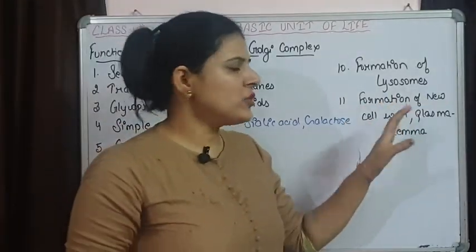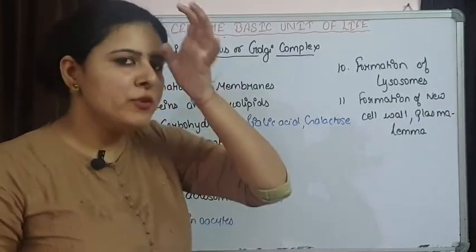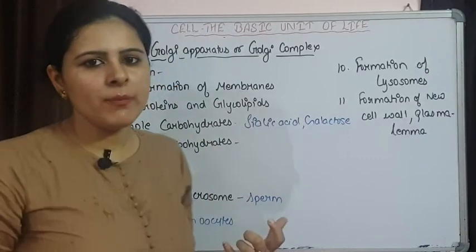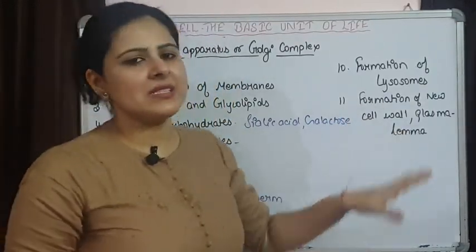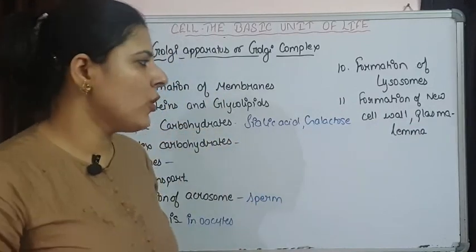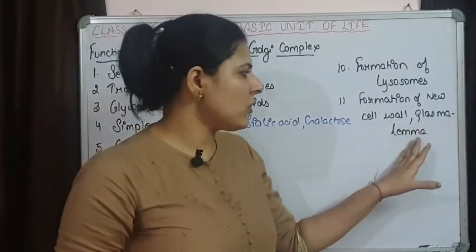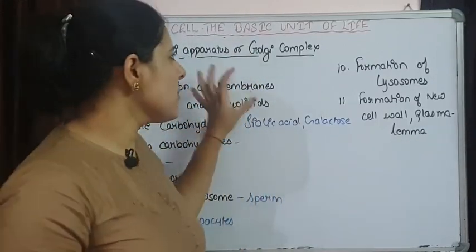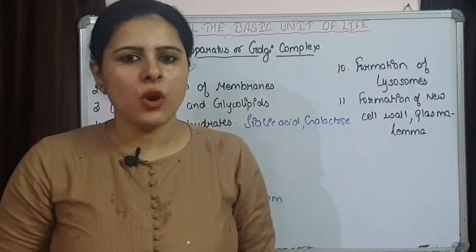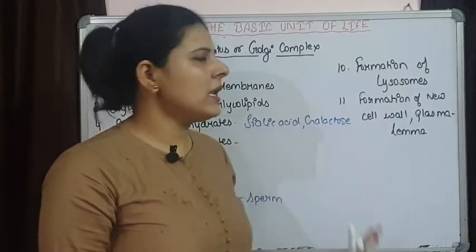There will be formation of new cell wall. Pectin material is required, that will be formed by the Golgi complex. So it is involved in the formation of cell wall, plus the vesicles that are formed by the Golgi bodies are going to fuse with the plasma membrane, and they are also giving rise to the plasma membrane. So these are some of the functions of the Golgi complex. Next time we are going to discuss some more cell organelles.